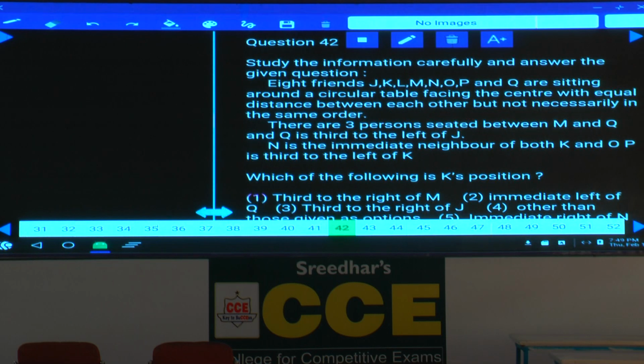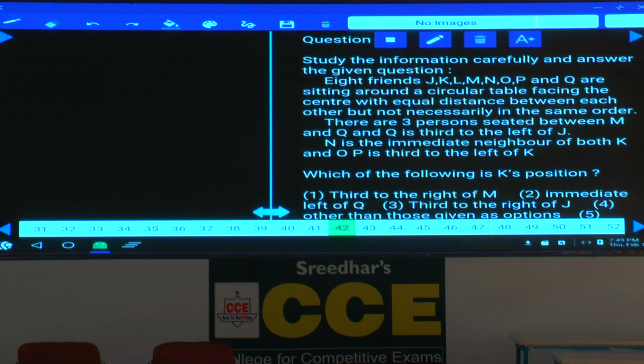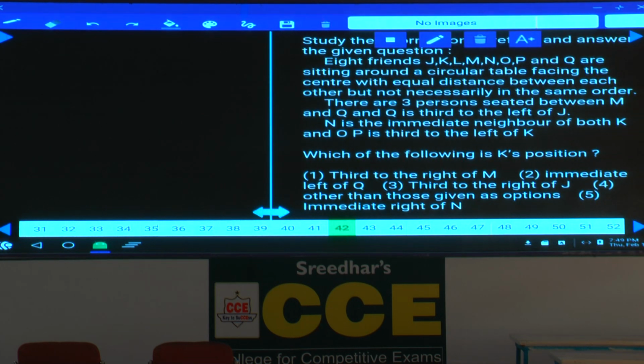Then 42 onwards. Now, in these question numbers 42 to 46, these 5 questions are based on circular arrangement. How many persons are there? 8 people. J, K, L, M, N, O, P, Q are the 8 persons seated around a circular table. Whenever a circular table is given, first we need to check whether the persons are facing the center or different directions. Here it is clearly specified, facing the center is given. All the 8 persons are facing the center.